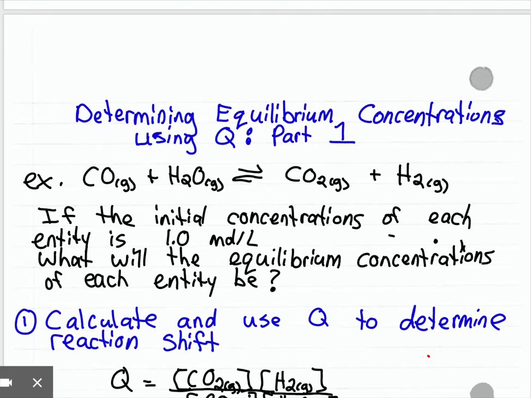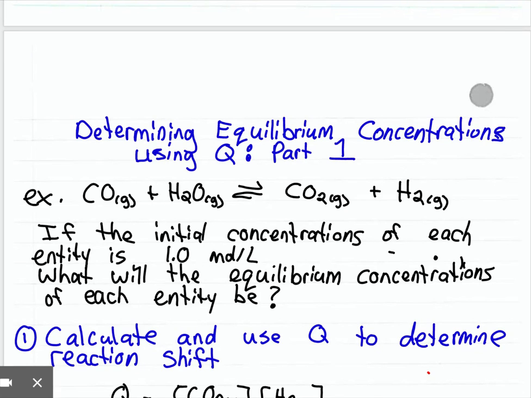We have a reaction of carbon monoxide gas and water, making carbon dioxide gas and hydrogen gas. Now, we want to know that if we have initial concentrations of each entity of 1.0 mole per liter. Oh, I'm missing part of my problem here. I'm just going to write. All right, so sorry, concentration of each entity. So that means everything in the system is 1.0 mole per liter, and the K equilibrium is 5.10. We want to know what the equilibrium concentrations of each entity will be.